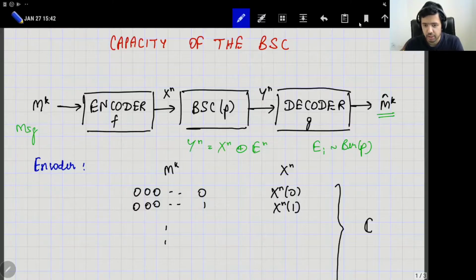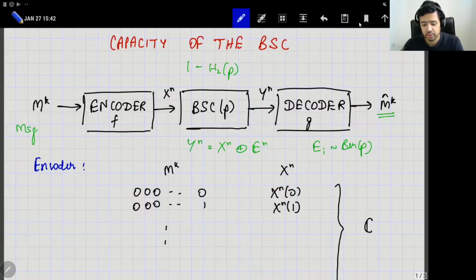As we've seen in class, the capacity of the binary symmetric channel, or the maximum rate at which we can communicate across the BSC(p), is equal to 1 minus the binary entropy of p. In this lecture, we'll see why the capacity is 1 minus h(p), and in particular, we'll see how to choose codes such that they operate at rate close to the capacity, close to 1 minus h(p), and can still achieve a vanishingly small probability of error.